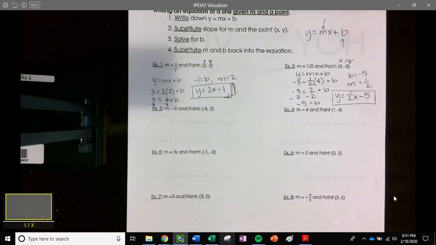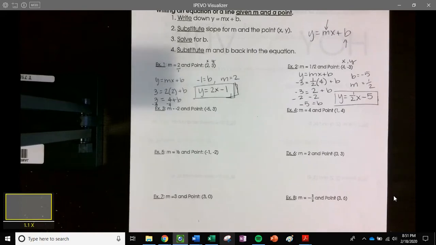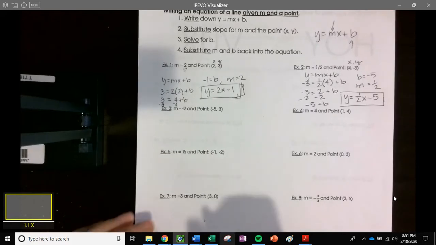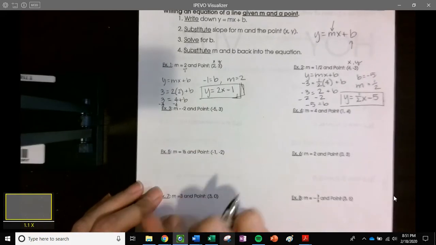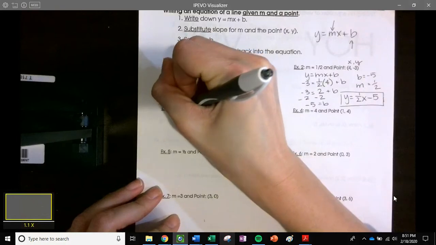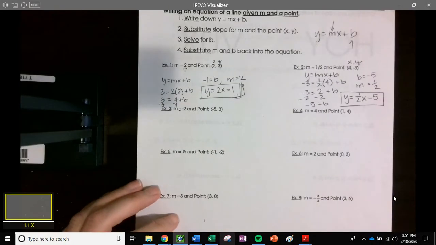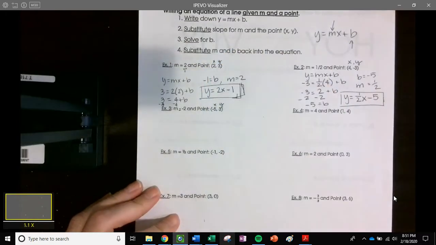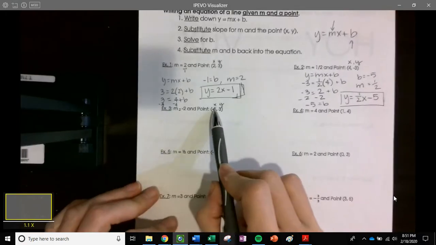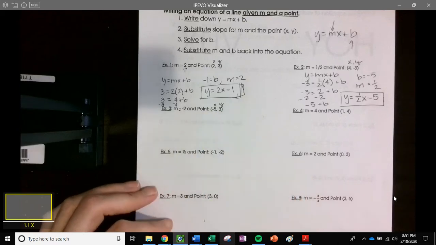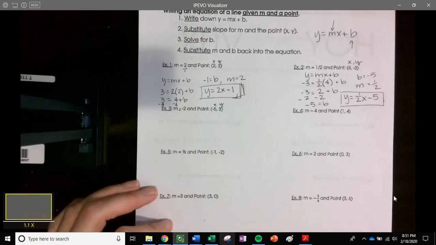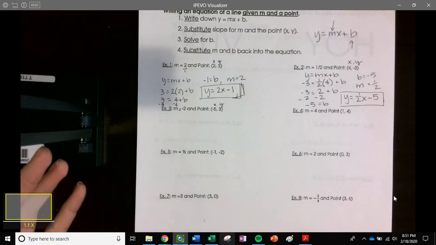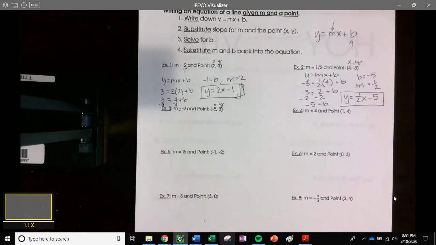Okay, I'm going to work out the rest of these examples so that you can see how this all is going to go. All right. I'm given -2 as m, and then my x and my y, -5 and 3. I want you to write x and y above the numbers in the points until you get the hang of just being able to visually identify them and not having to do that anymore.